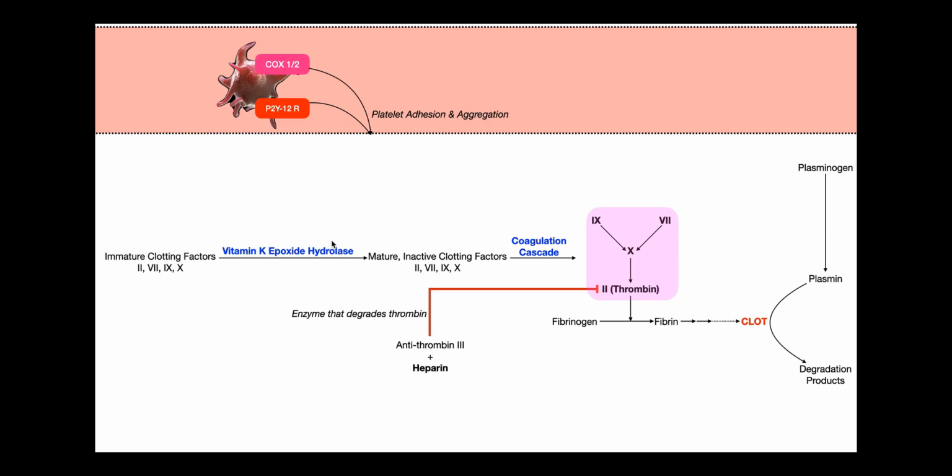And so there's an enzyme right here called vitamin K epoxide hydrolase. This uses vitamin K to carboxylate certain amino acids on these 4 proteins. And so instead of being immature clotting factors, they become mature clotting factors, although they are still inactive. Okay, so when they're immature, they don't yet have that carboxyl group added to certain amino acid residues. Once this enzyme acts on them with vitamin K, they become mature, but still inactive.